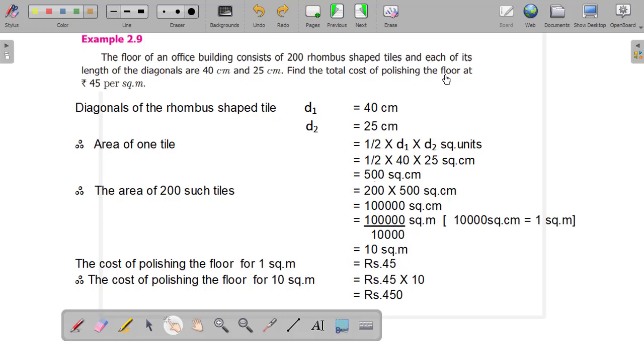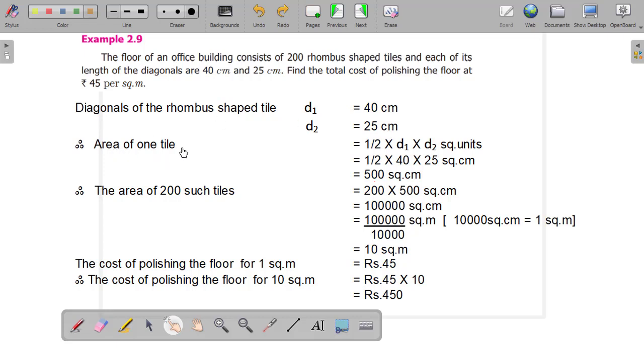So we have to find out the area of the floor, but it is made of 200 tiles. So we will find the area of one tile and then we find the area of 200 such tiles and then it will give the area of the floor, and then we can easily find out the total cost. Okay, let's start. Diagonals of the rhombus shaped tile: d1 is equal to 40 centimeter, d2 is equal to 25 centimeter.